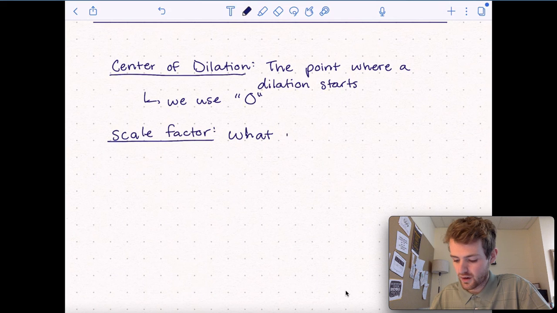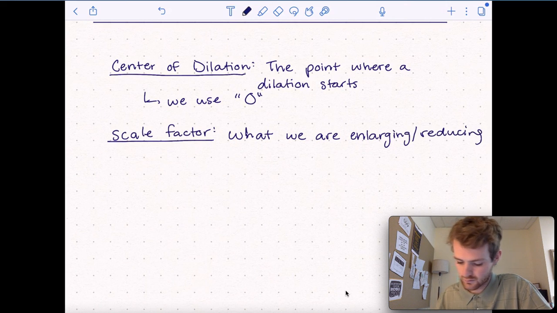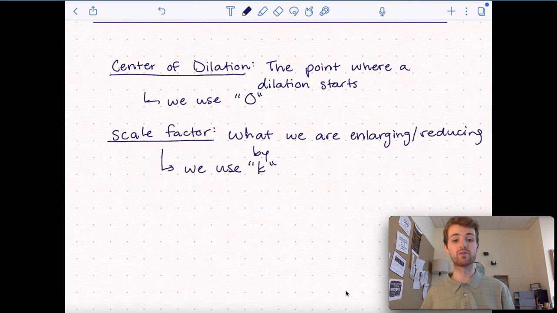What we are enlarging or reducing by. And we use K to represent our scale factor.